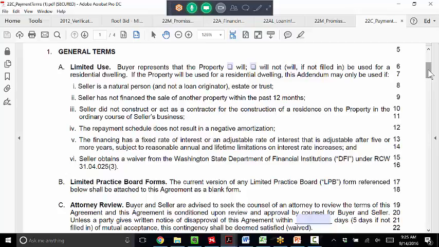All right? Paragraph 1B, limited practice board forms. The current version of any limited practice board form referenced below shall be attached to this agreement as a blank form. We'll get into what they're referring to in the latter parts, but they're basically talking about deeds of trust and other types of security instruments. And so they're warning the people that sign this, you're agreeing to use certain forms, make sure they're attached so you can review those too.